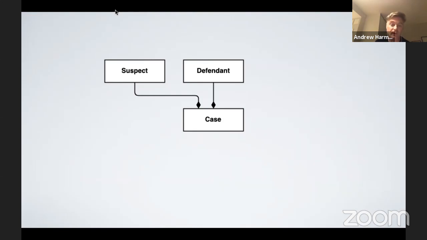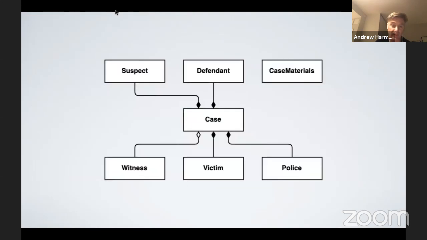But it's not just suspects and defendants. You'd also expect to see other people as well. You'd probably expect to see victims, because most crimes have a victim. You'd expect to see someone like the police or another investigating authority. And you'd probably expect to see witnesses as well.